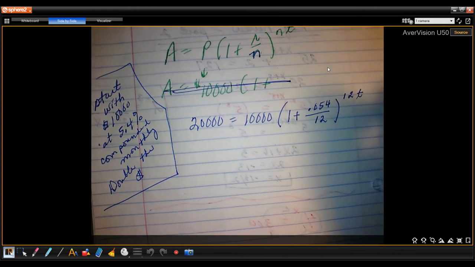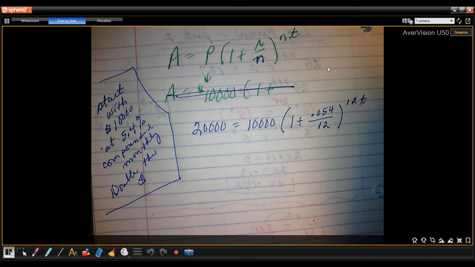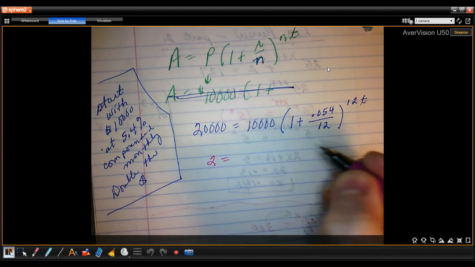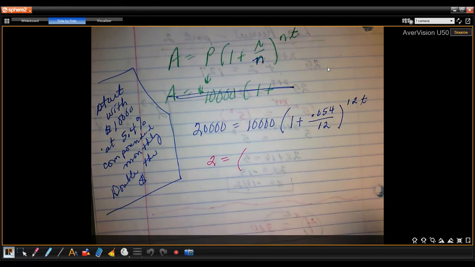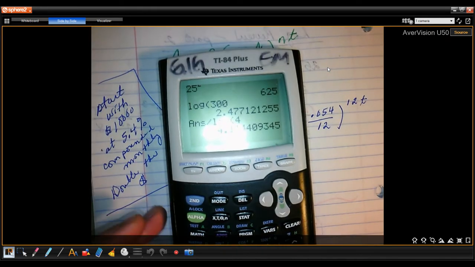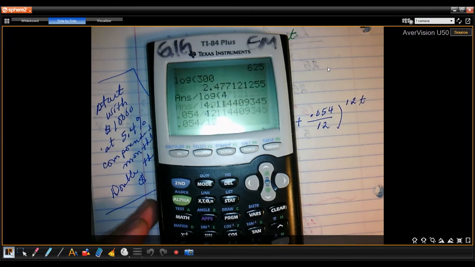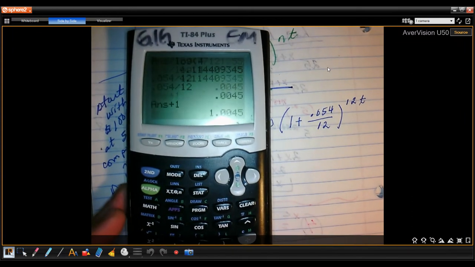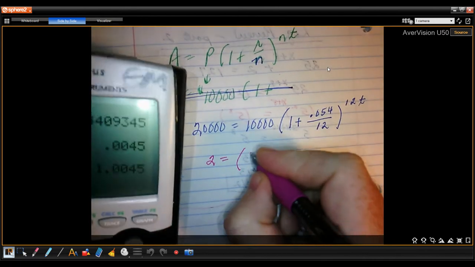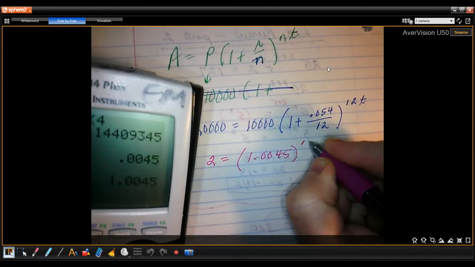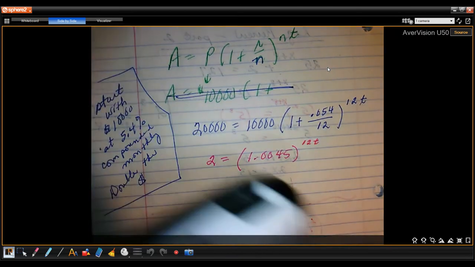So N is 12 for compounding monthly. There's 12 months in a year. Okay, now you do the math. So this is the setup, and now you solve it out. So 20,000 divided by 10,000 would be 2. So 2 equals, and then I probably shouldn't do this, but I'm going to cheat. I'm going to use a calculator. I'm just going to do 0.054 divided by 12 plus 1. So 1.0045. Oh, good, it stops. 1.0045 to the 12T. Okay?